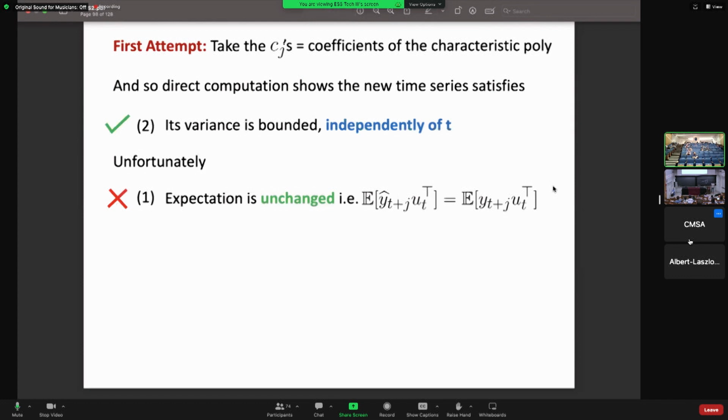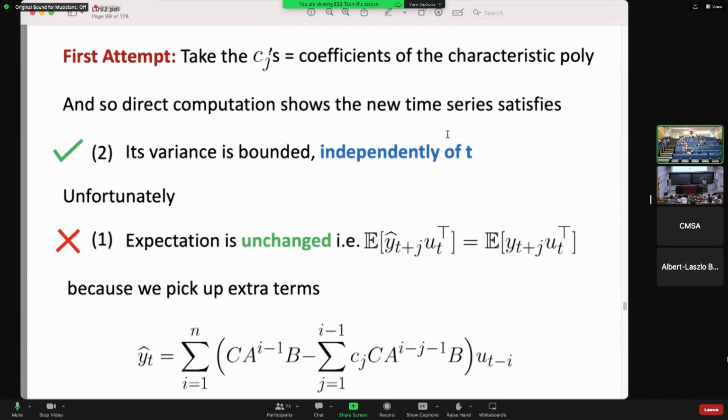But unfortunately, we messed up the first goal. I want the expectation to be the Markov parameters. And if we take the expression we had on the previous slide and we look at it, what I care about is the covariance between y hat t and some ut minus i, some earlier control. But you can see that I have not only the expression.